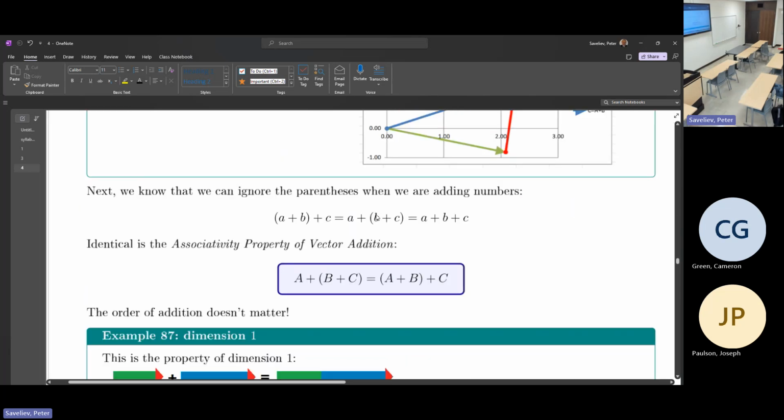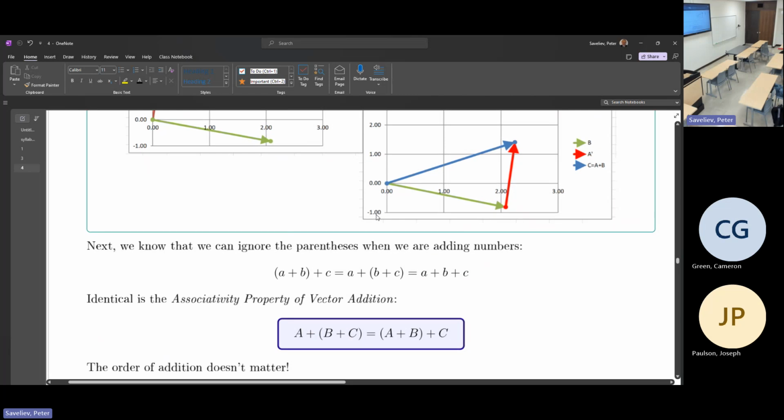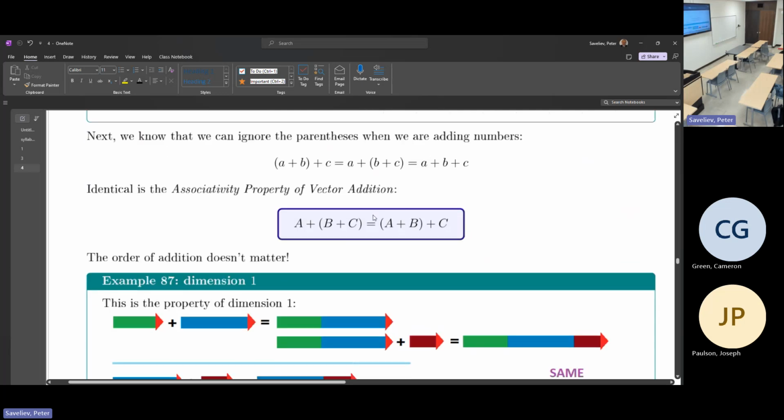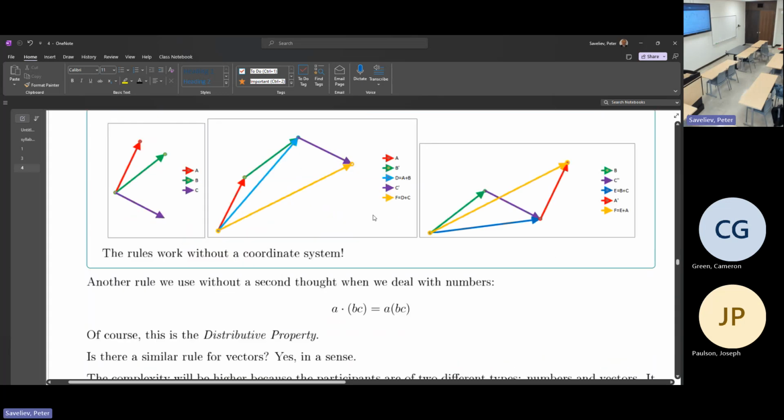This is also simple. As you can see, there's a difference to worry about. You add B plus C first, and then you add A, or you do A plus B and then C. So that's the difference. But fortunately, once again, everything works out perfectly well. So that's the associativity.